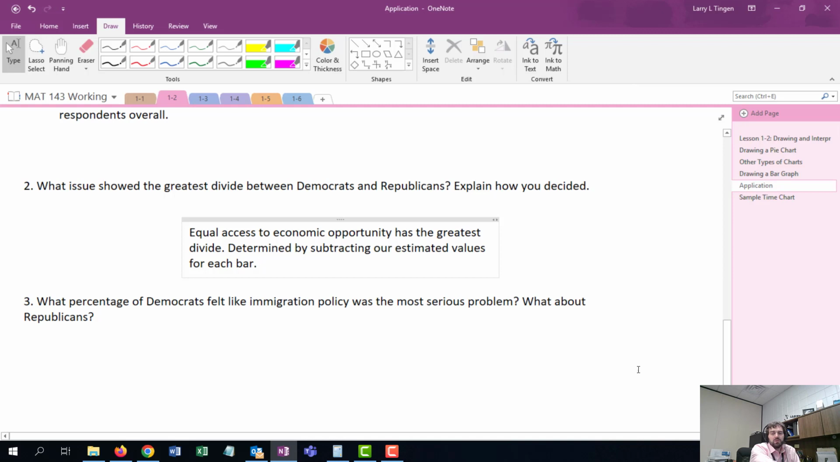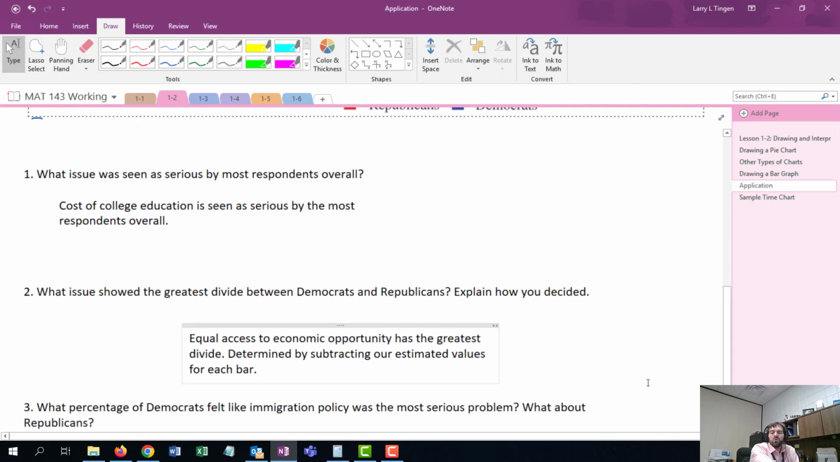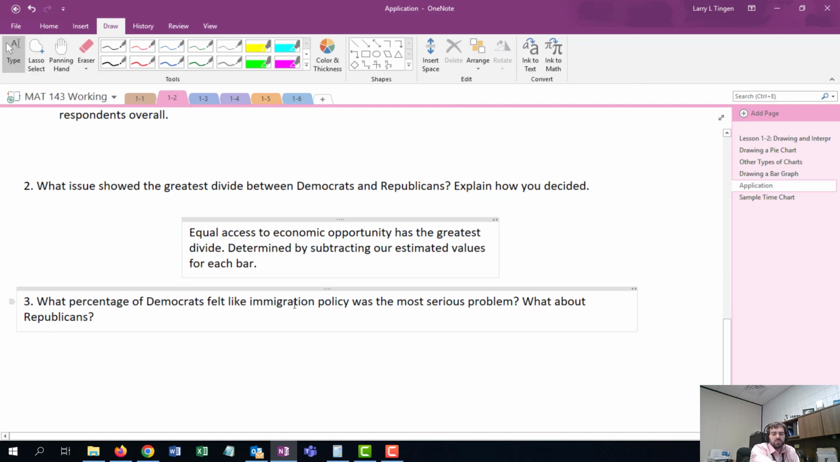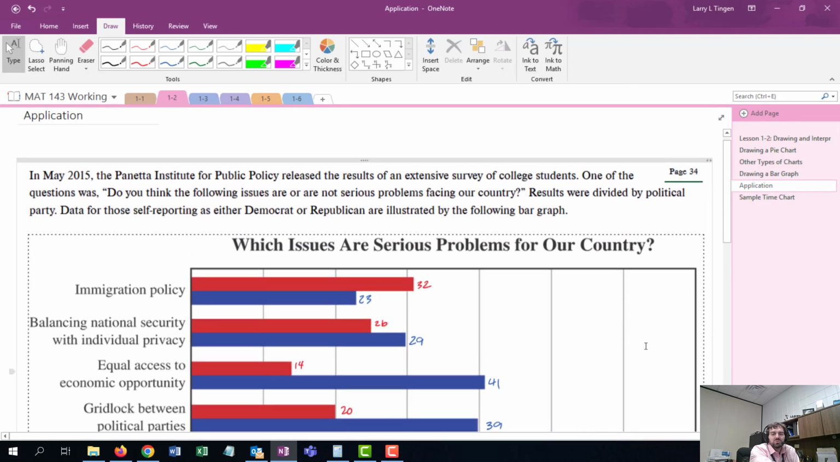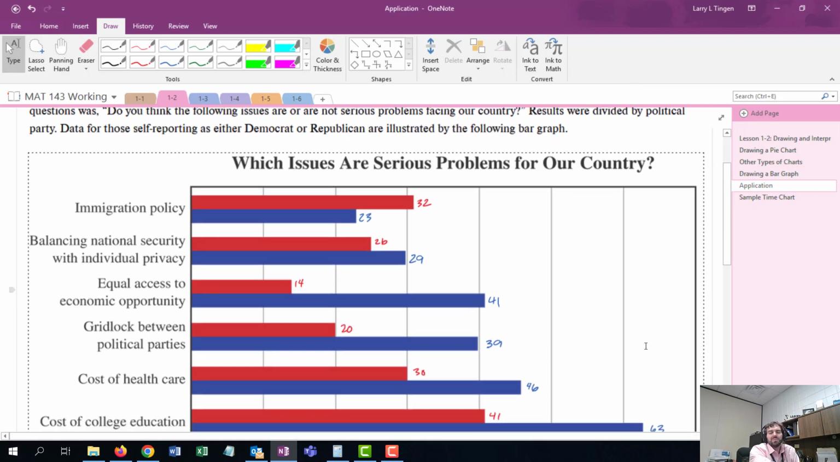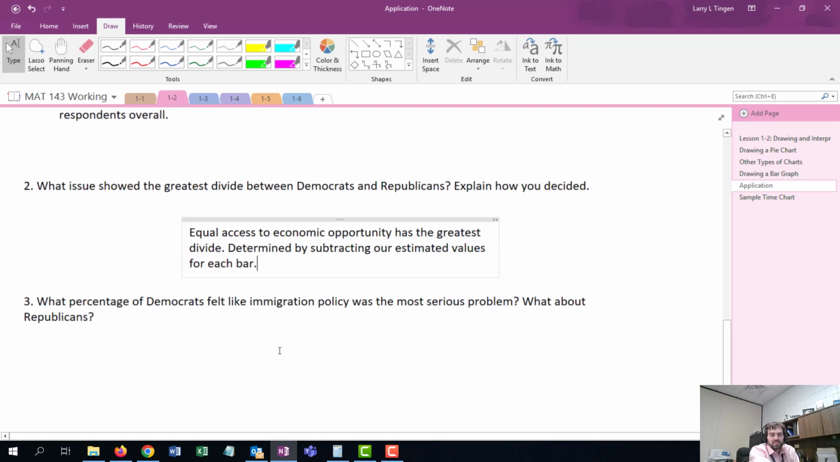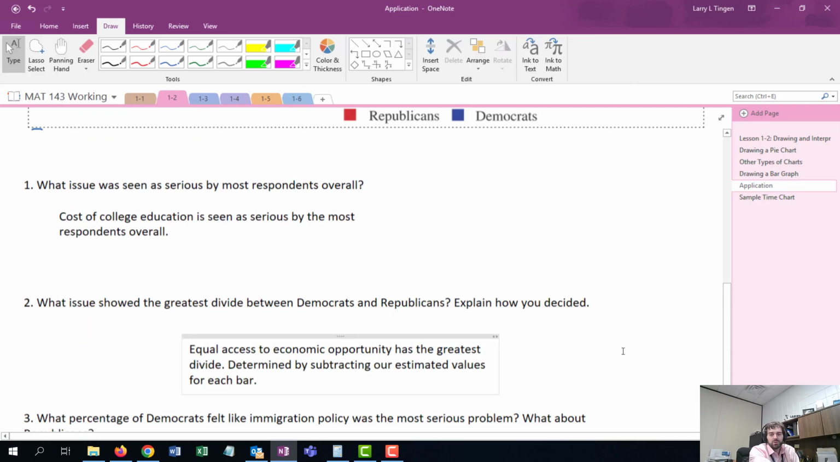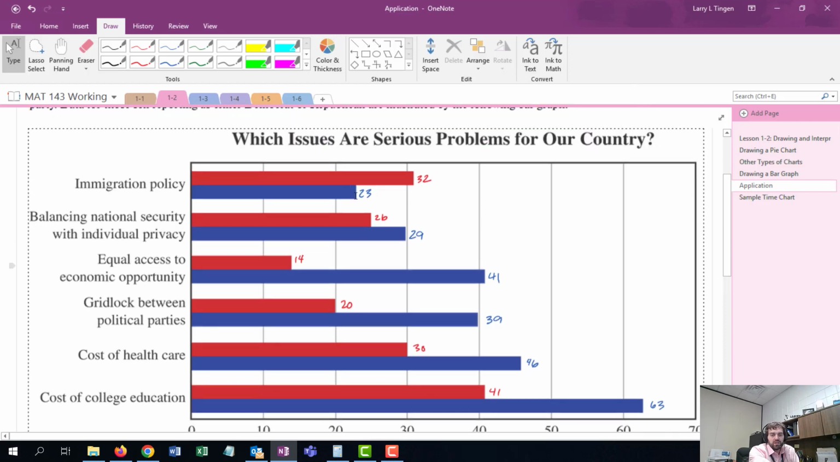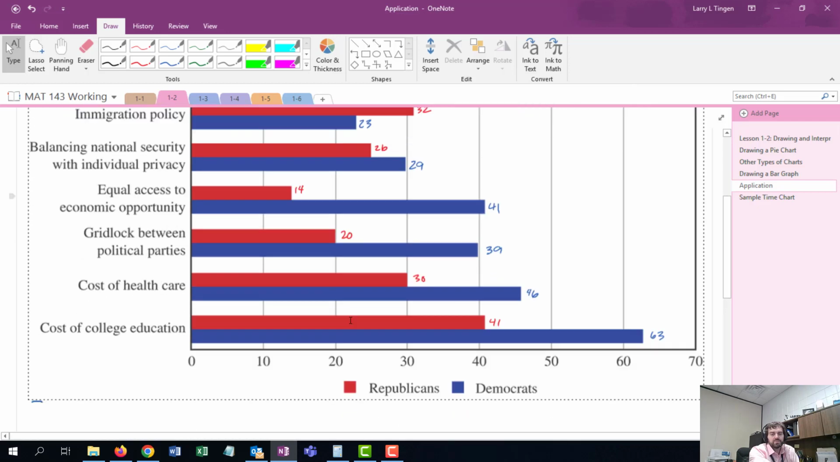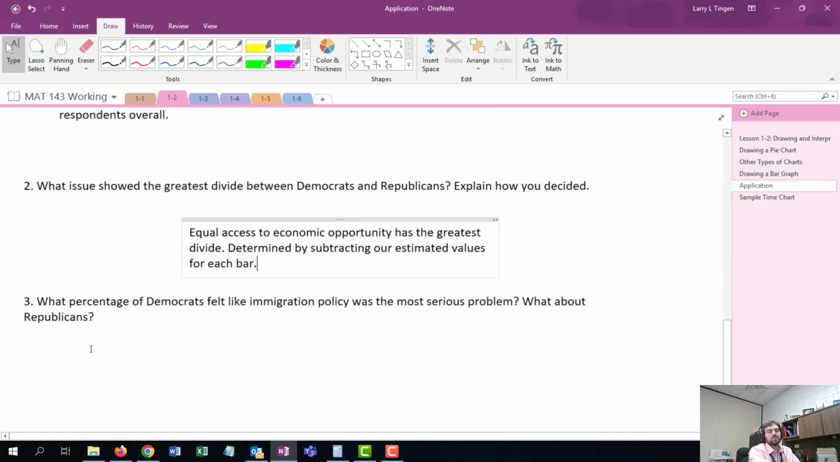And then last question, what percentage of Democrats felt like immigration policy was the most serious problem? What about Republicans? Democrats, again, they did not tell us this was percentages. Yeah, they don't tell us this percentages, so we'll let them pretend it is for this question. But let's see, immigration was the most serious problem. Immigration, most serious problem, I'm right here at 23, right?